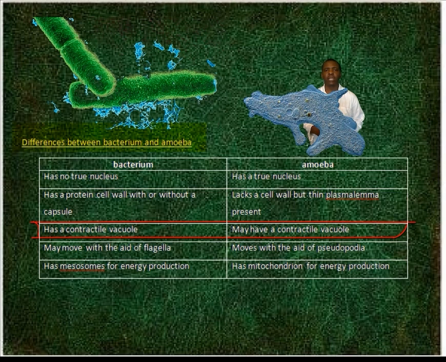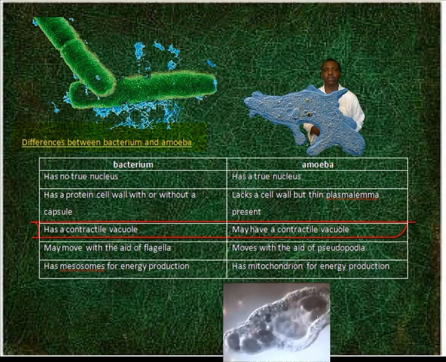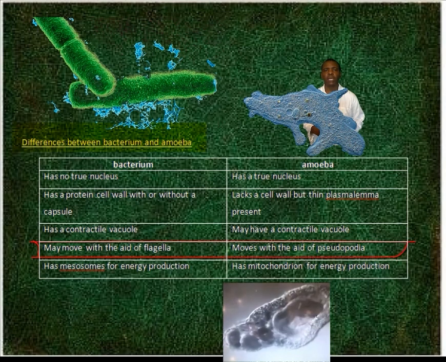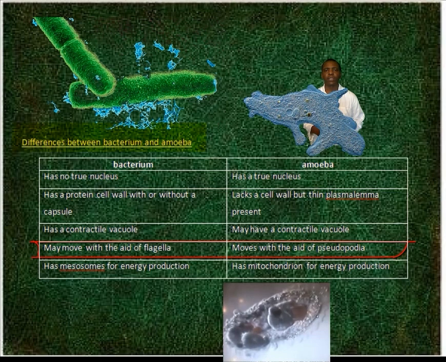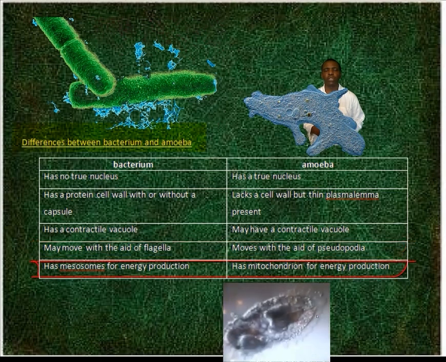Bacterium has no contractile vacuole, while the amoeba may have a contractile vacuole. Bacterium moves with the aid of flagella, while amoeba moves with the aid of pseudopodia. Bacterium has mesosomes for energy production, while amoeba has mitochondria for energy production.